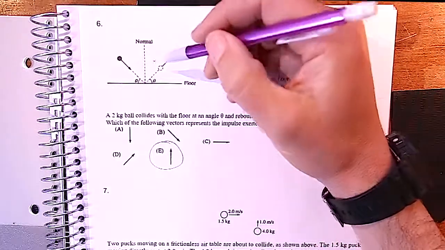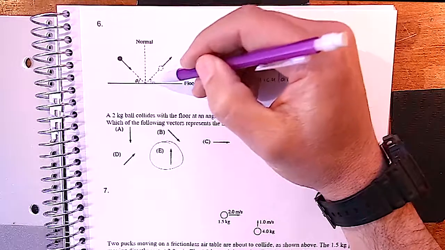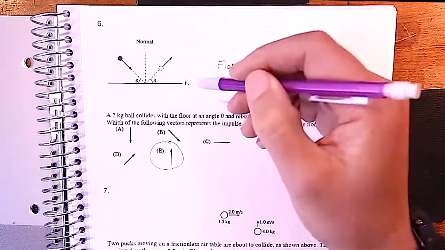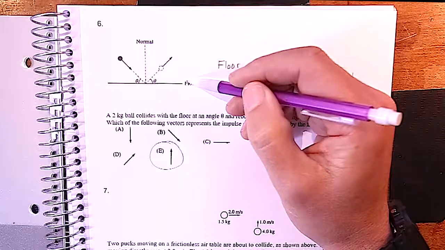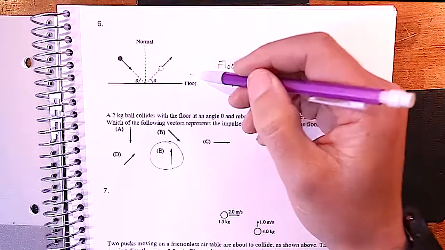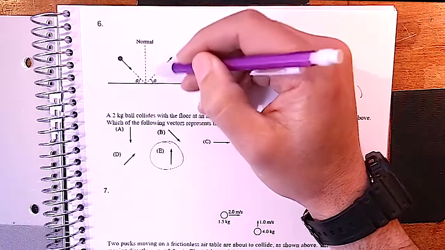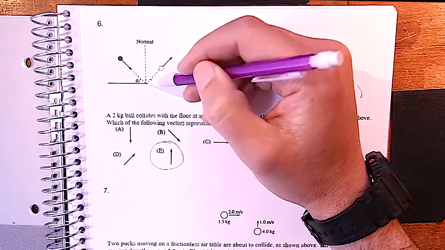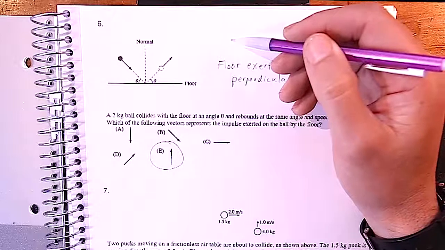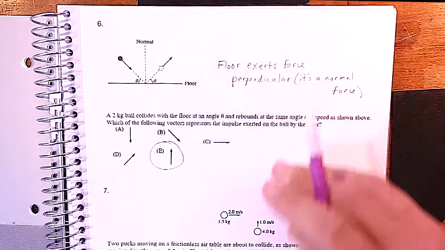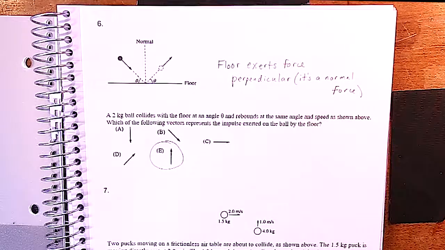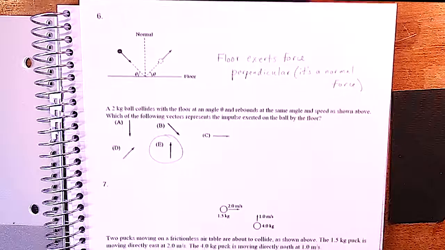Here we have a ball that comes in and collides with the floor and bounces off. Remember that a normal force acts perpendicular to the surface, so the floor is only able to push on the ball in the y direction. So what's the direction of that force that's exerting the impulse? That's going to be the normal force, which is going to be up, choice E.